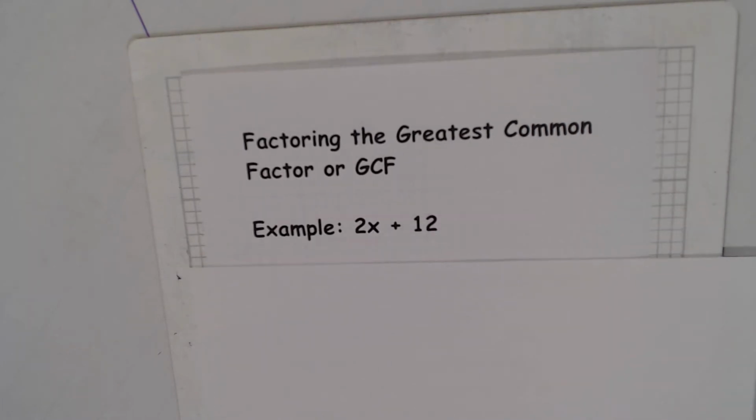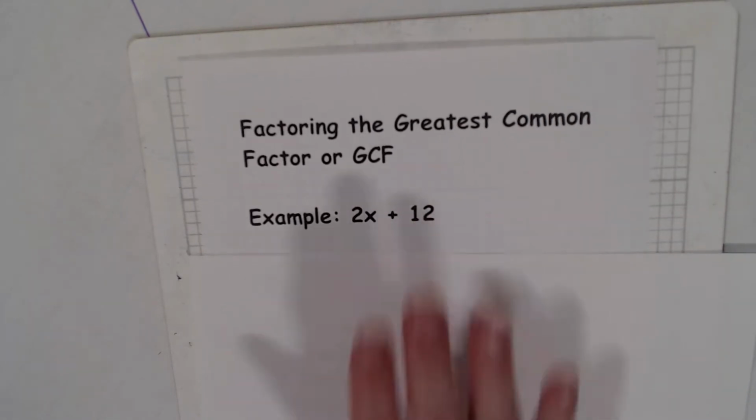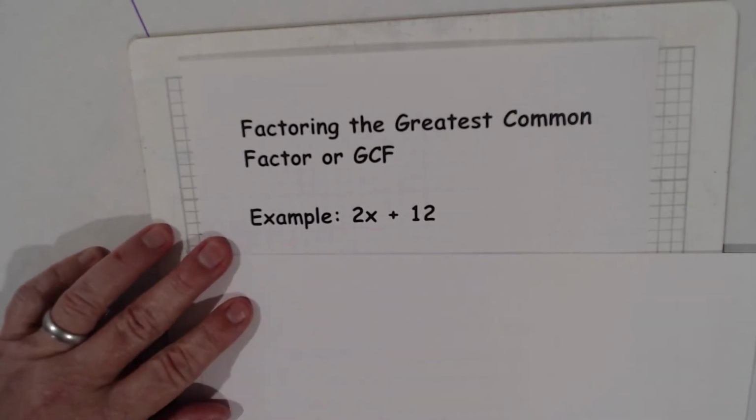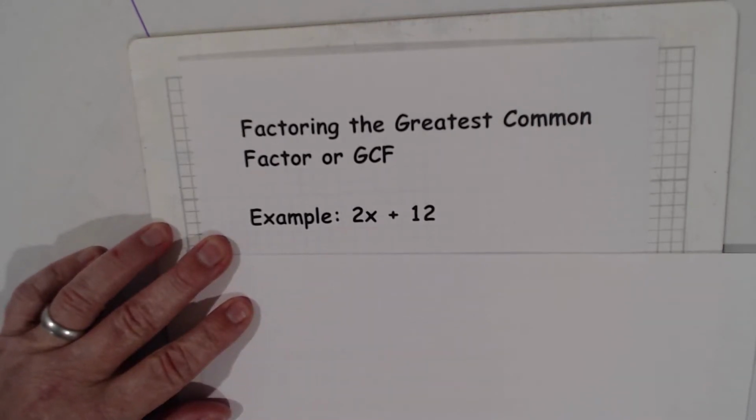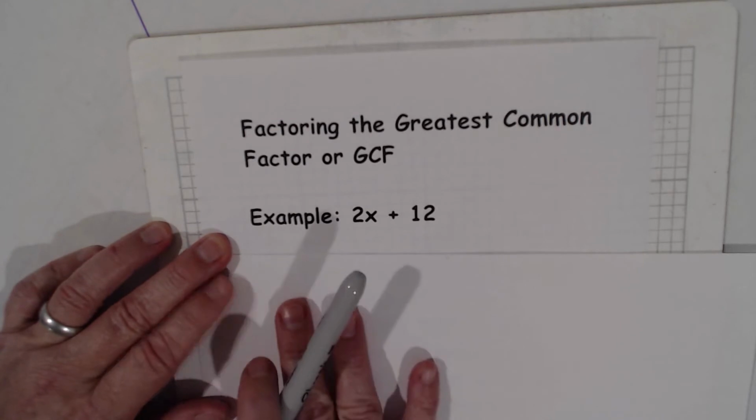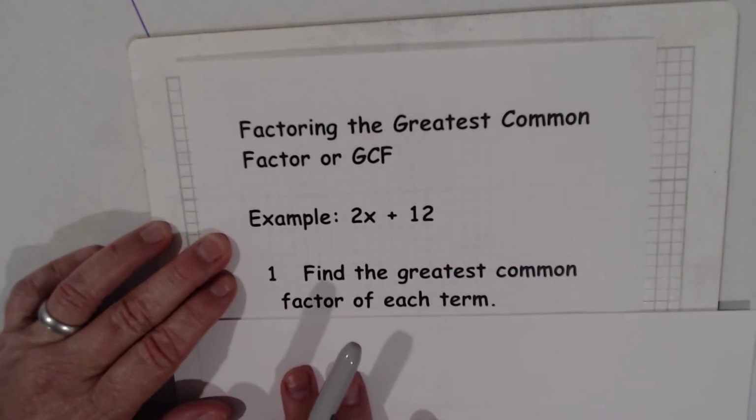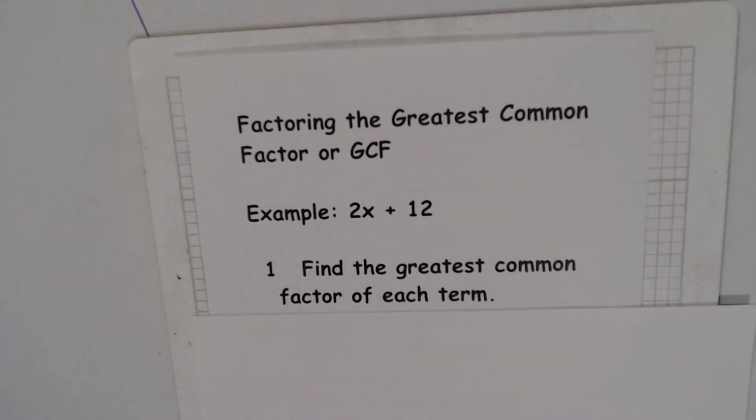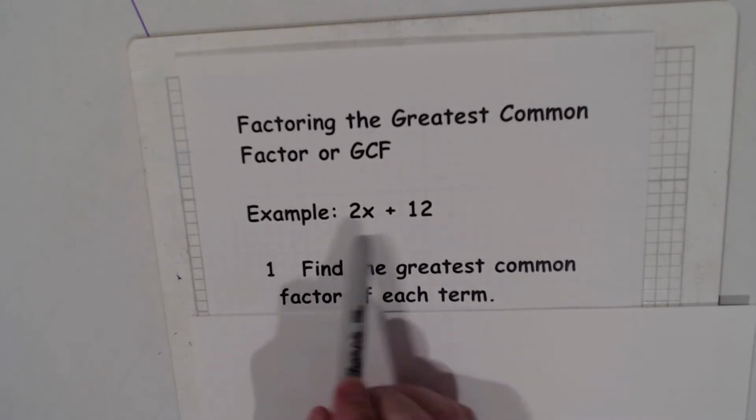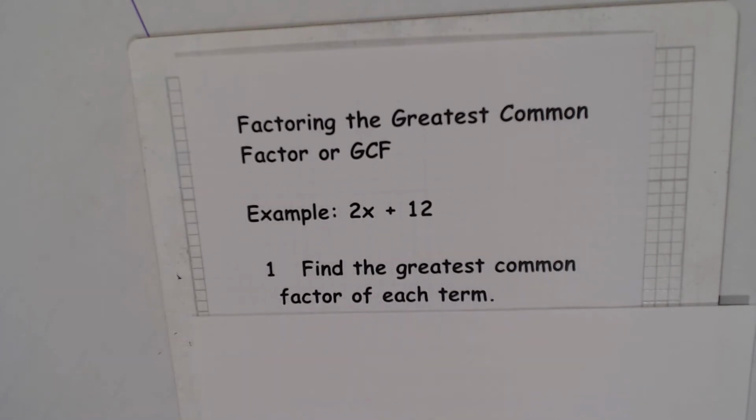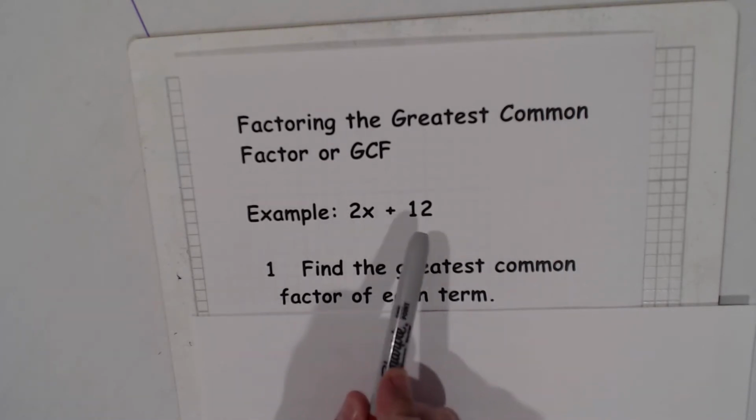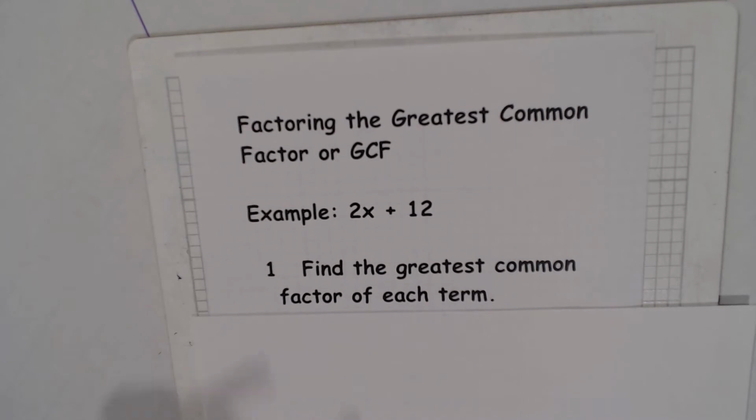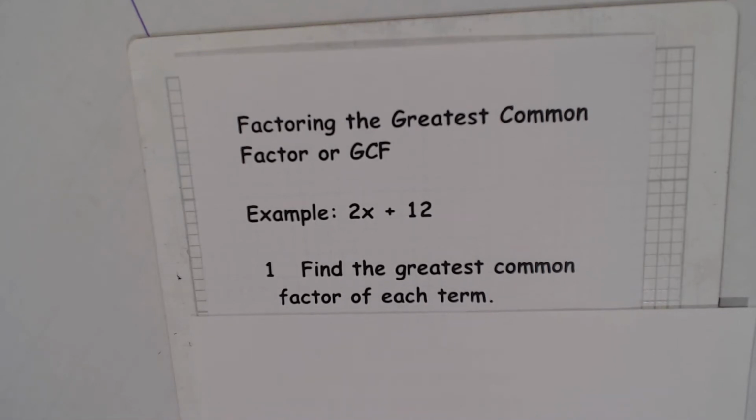So a little simple example here. This is a binomial. They're going to ask me to factor this. So the very first thing I need to do is find the greatest common factor of each term. I need to find the biggest number that will go into each one of these terms. I need to find the biggest number that will go into 2 and 12. Well, the biggest number that will go into 2 and 12 is 2.